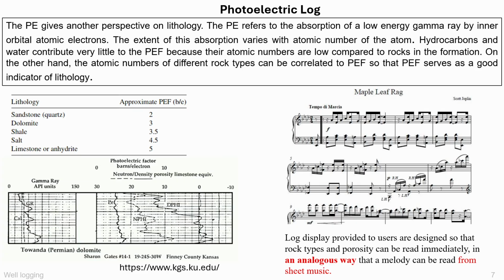This is also a great slide to emphasize integration. If gamma ray suggests a clean formation, density neutron responses suggest porosity, and PE helps distinguish whether the clean formation is sandstone, dolomite, or limestone, then the interpretation becomes much stronger. This is why log reading is sometimes compared to reading music. A single note matters, but the full pattern gives the meaning.